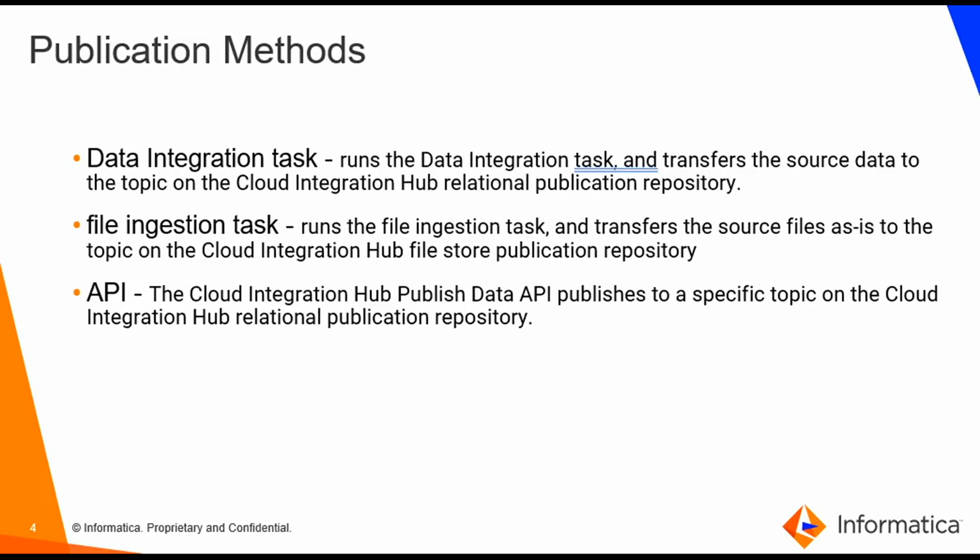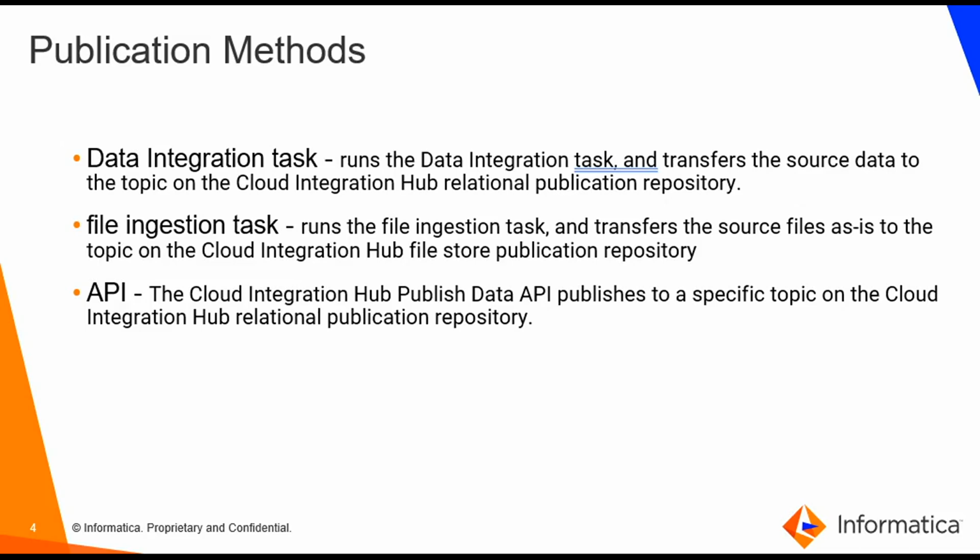Coming to the publication methods, there are various ways: we can use a data integration task or a file ingestion task, or we can use an API. Coming to the first one, data integration task, we will define a mapping task inside a publication. When you run the publication, it will trigger that mapping task that will transfer the source data to a topic on the CIH relational publication repository. So a CIH publication repository can be of two types. One is relational and the other is a file store.